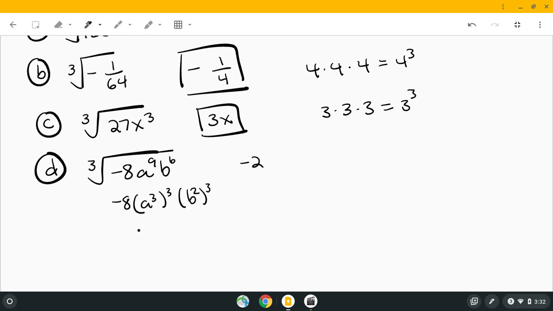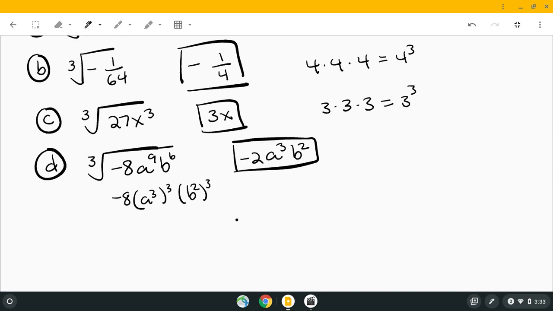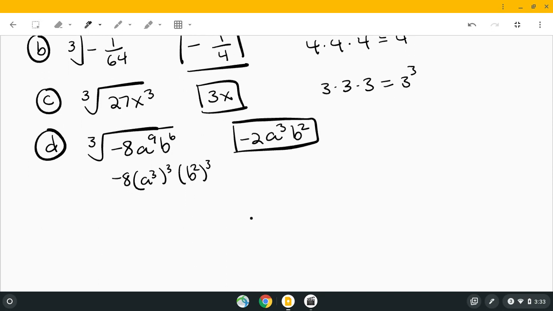So it's a cubed that's being cubed, and it's b squared that's being cubed. So this would be our final answer. Okay, so if you need to do this so that you can see what's being cubed, you can do that. Okay. All right, let's take a look at graphing.